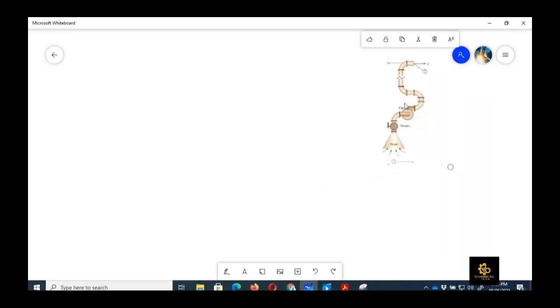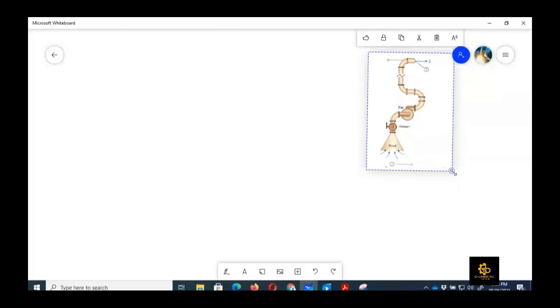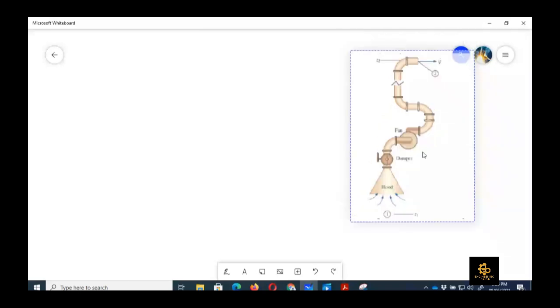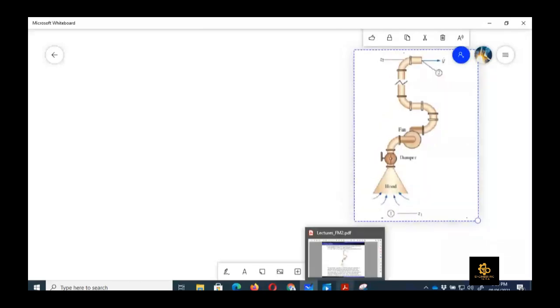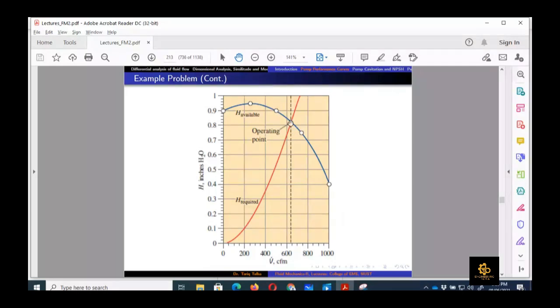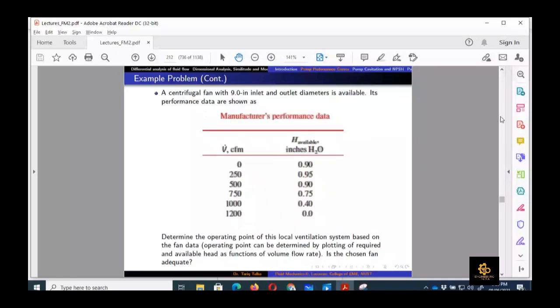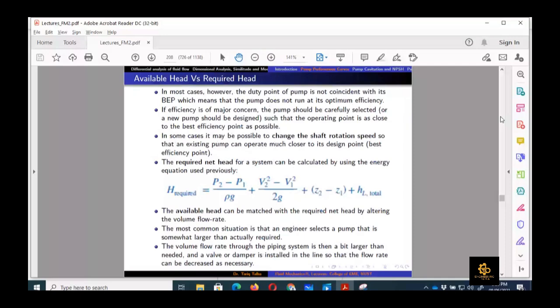This is the assembly on which we need to calculate H required at different volume flow rates, so that we can construct this line, which was shown previously. Which line am I talking about? Let me see. This is that line. We need to construct this line, and we can construct it by calculating H required at different volume flow rates. Now, how can we calculate H required? That is by using this relation. Let me copy it again rather than write it.